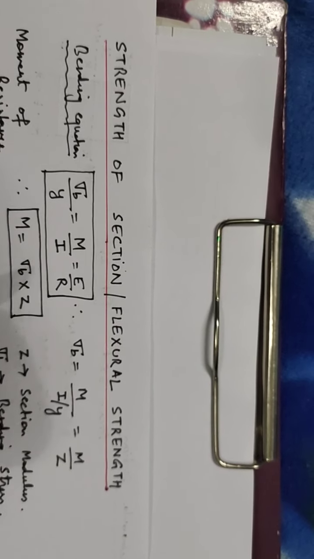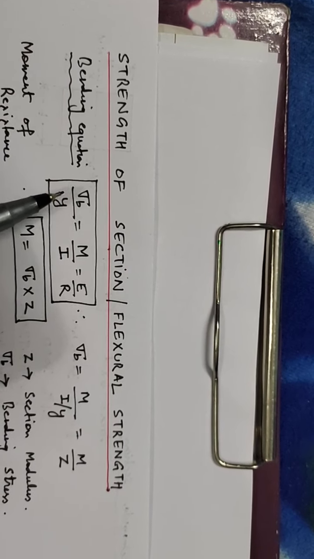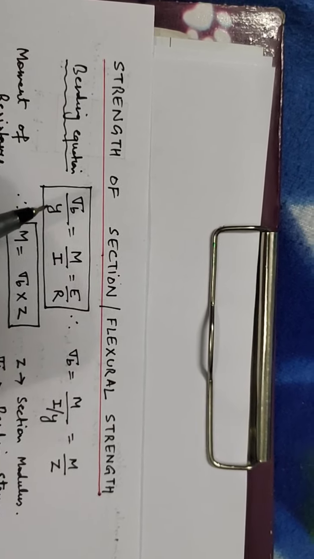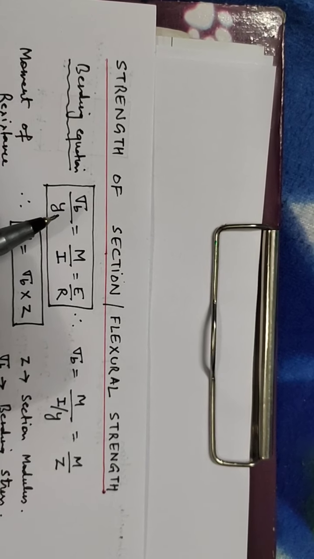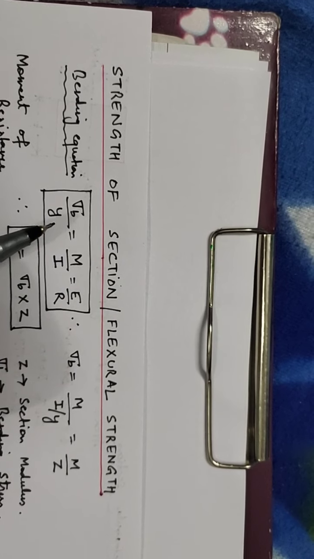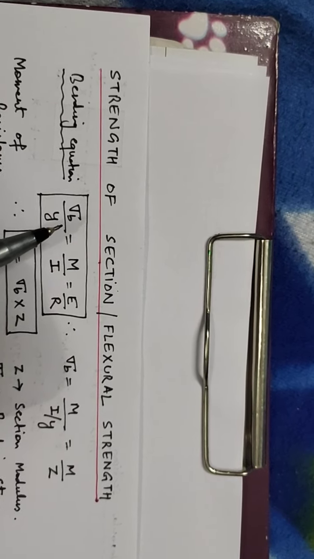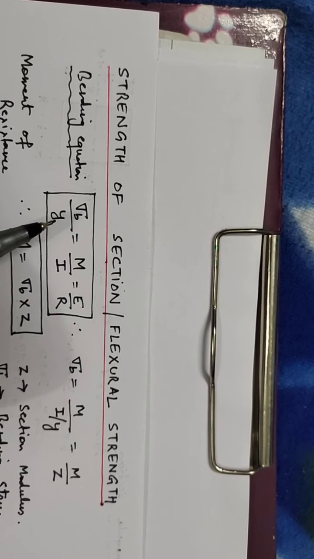Now from this equation we conclude that the bending stress is directly proportional to the value of y. That is, y is the distance of the fiber from the neutral axis. So if the distance is maximum, we will get the maximum bending stress, and at the outer fiber we will get the maximum bending stress.